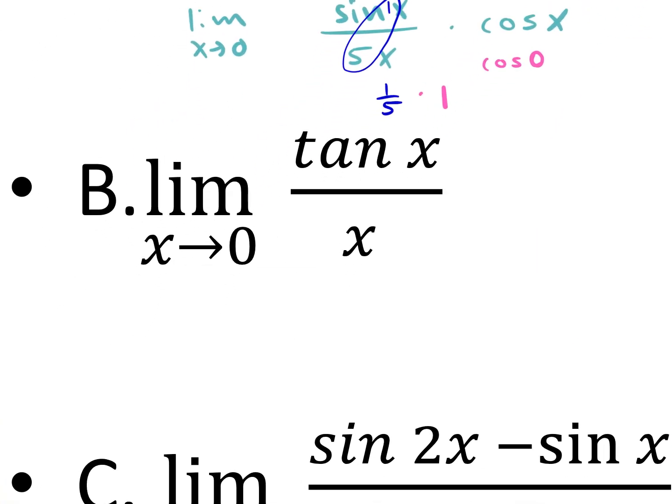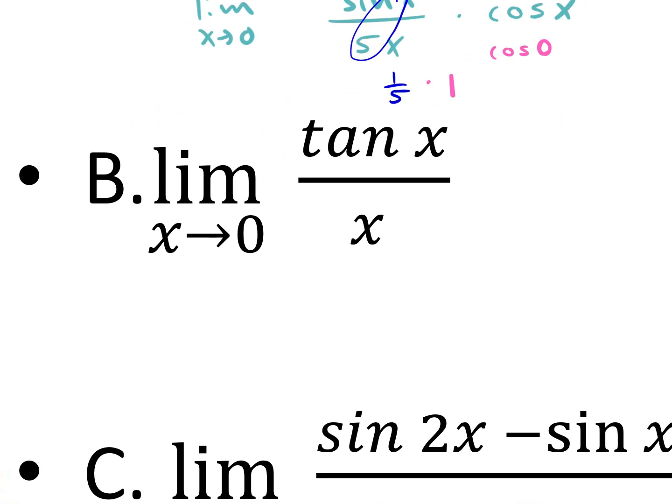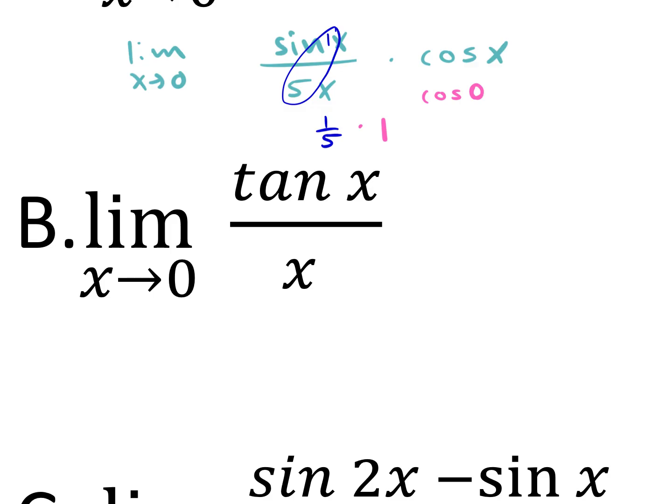Perfect. Let's look at B. Does B work using substitution? Can we just plug in 0 right away? No, because it'll give us 0 in the denominator, which doesn't work. So we want to simplify. How could I simplify tangent? What does tangent equal? Y over x, but we're not evaluating it yet. We're not going straight towards the unit circle. So I want to simplify it in trig terms. So tangent would be sine over cosine. So sine of x over cosine of x over x.